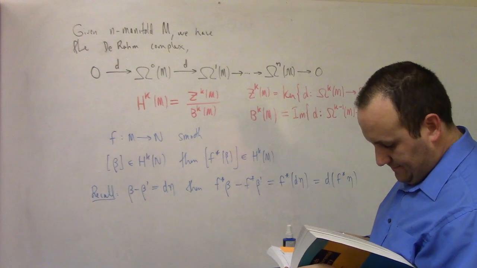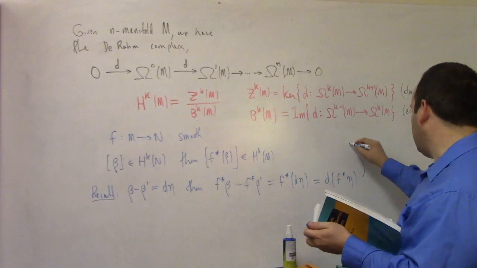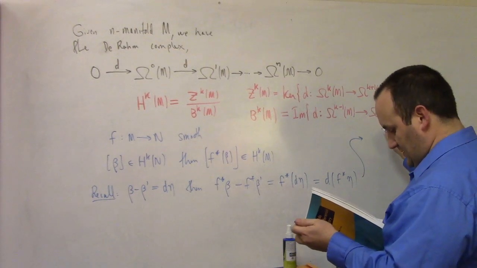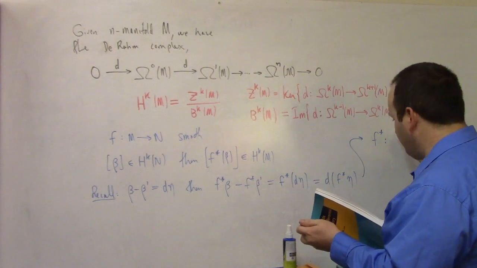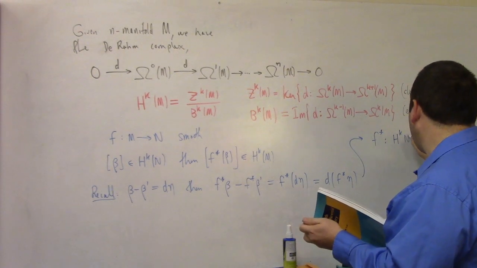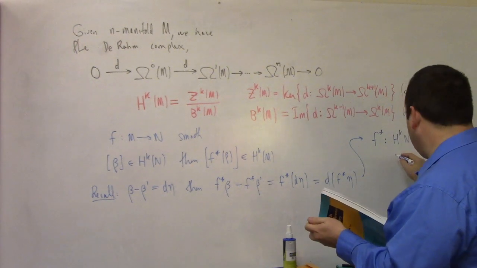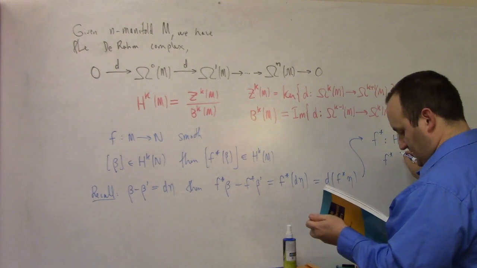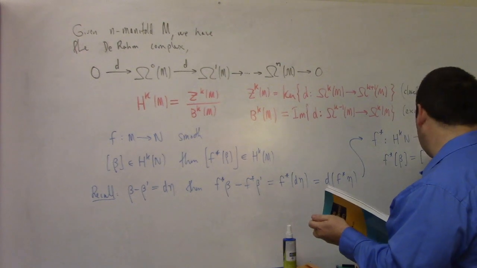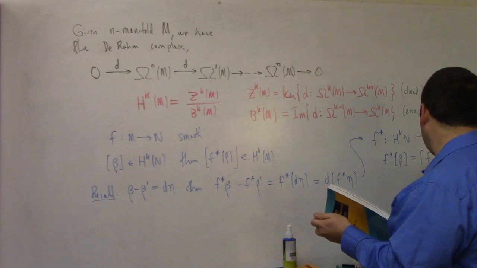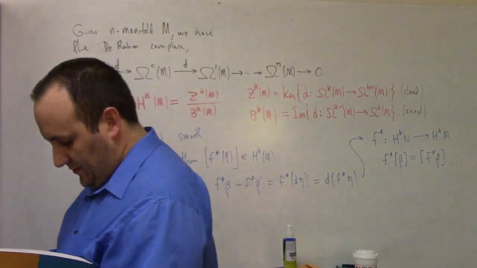And thus we may define, well, basically he's leading up to the definition. Thus we have an f star, a mapping from k-cohomology on N to k-cohomology on M. How do you do it? F star of the cohomology class of beta is equal to the cohomology class of the pullback. Why is that map well defined?